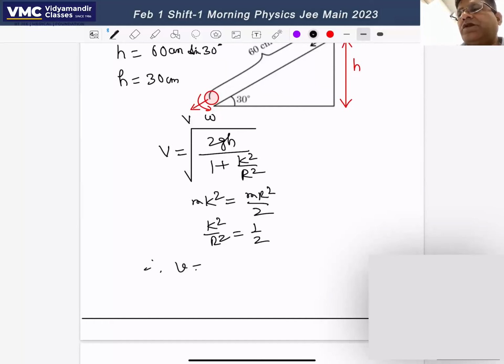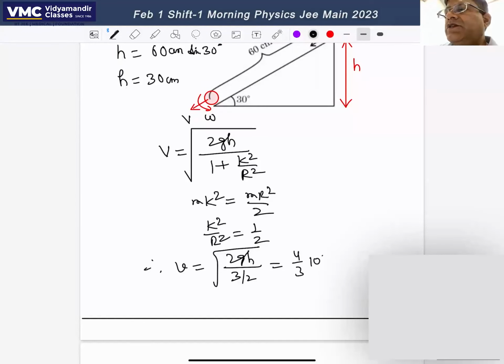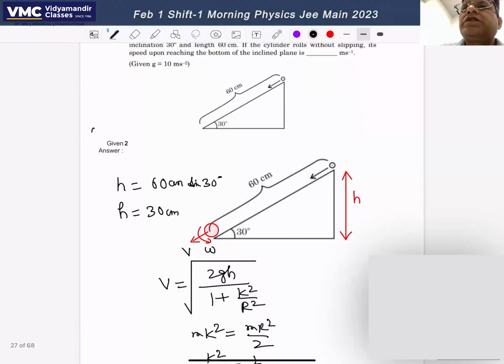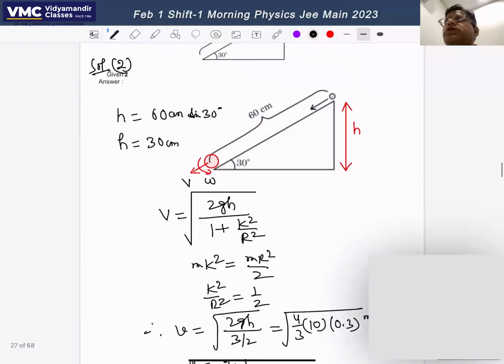So this velocity v will be root of 2gh divided by 3 by 2. So its value comes out 4 by 3 times g, which is 10, and its height is 0.3. And then we have to take root and it will be in meter per second. So this velocity comes out 2 meter per second. So its answer is 2. So for this question, the answer is 2 meter per second.